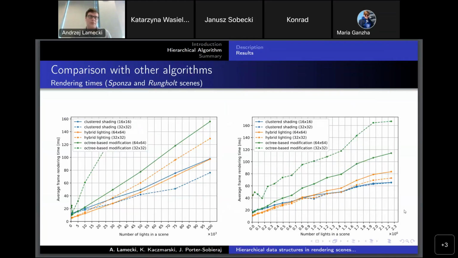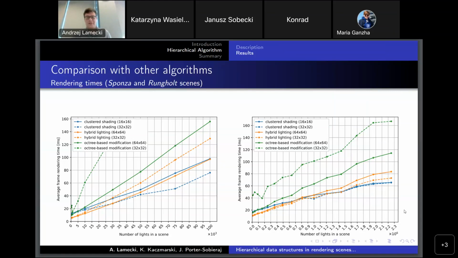As I've mentioned, we have also compared our algorithm with two different algorithms, namely clustered shading and hybrid lighting. We have also tested two different tile sizes in pixels for each algorithm, here represented by the numbers in parentheses. In these graphs, we can see an average frame rendering time for different numbers of lights in a scene for two different test scenes.